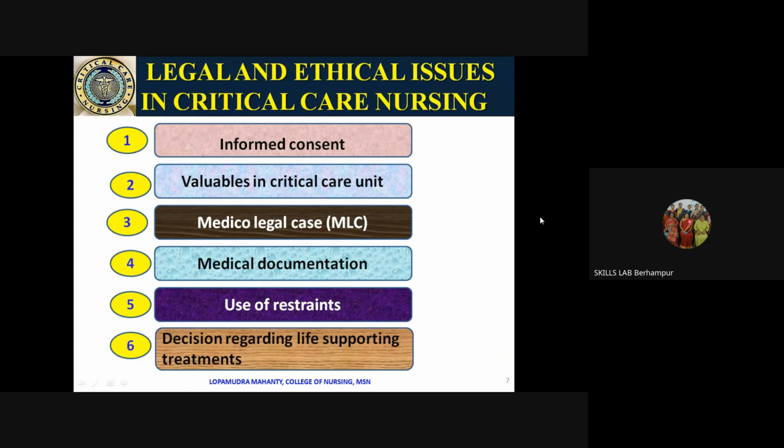Then next are the legal and ethical issues in critical care nursing. First is informed consent. Any type of procedure we conduct, we first inform the patient properly and take the consent. Then values in the critical care unit, medico-legal cases (MLC), and medical documentation. Any type of medical documentation, use of restraints, and decisions regarding life-supporting treatment. One by one we will see what these are.